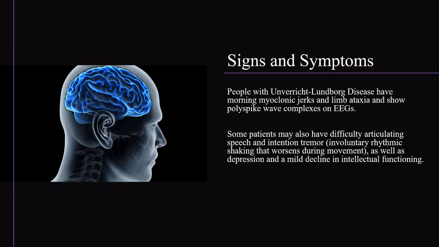People with Unverricht-Lundborg disease have morning myoclonic jerks and limb ataxia and show polyspike wave complexes on EEGs. Some patients may also have difficulty articulating speech and attention tremor, which is involuntary rhythmic shaking that worsens during movement, as well as depression and a mild decline in intellectual functioning.